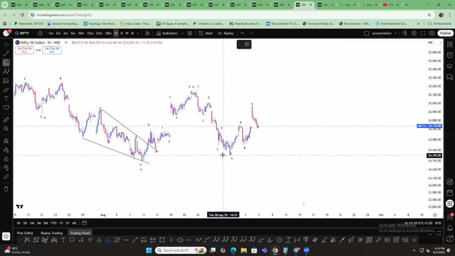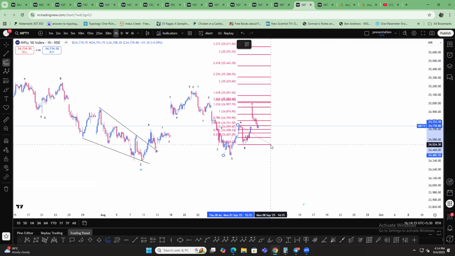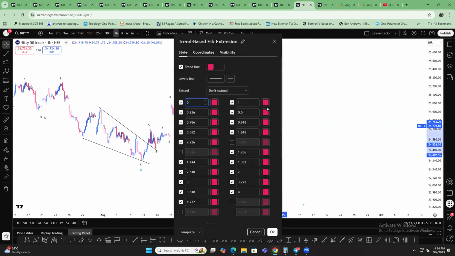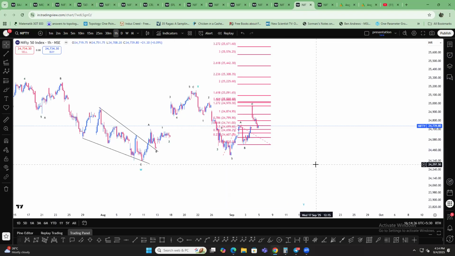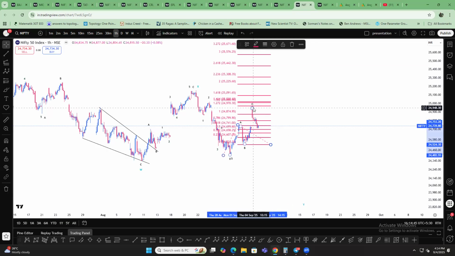So again, if we consider the projection, here A, B, and C went 1.236. This is very, very common. Or if you add 1.272, see, price exactly reversed from 1.272. This is a very, very important Fibonacci, right? It hit exactly.